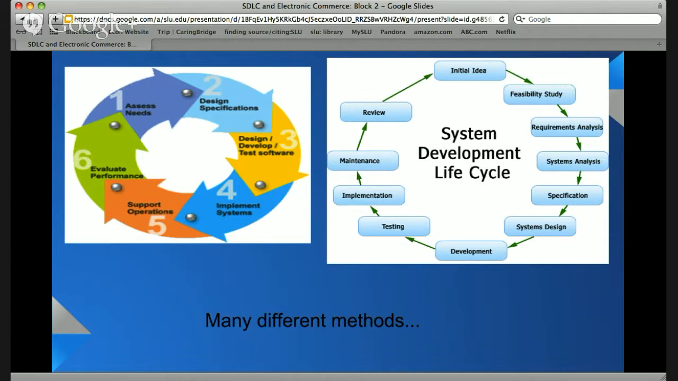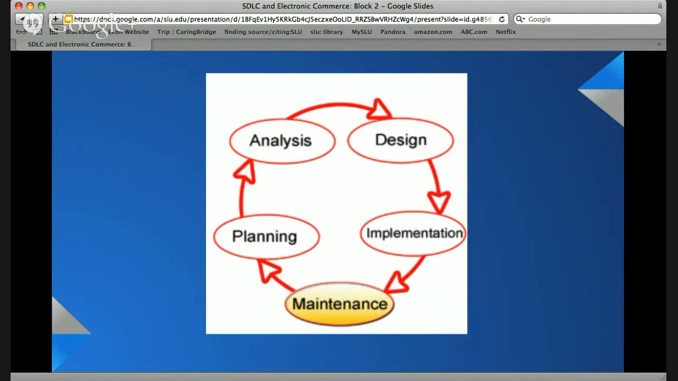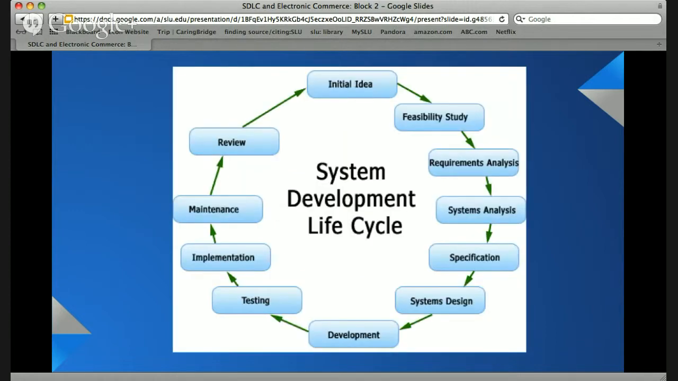There are many types of cycles. The most common is the waterfall method. Other types include examples above, or short examples like this, with just analysis, design, implementation, or longer ones like this, with initial idea, feasibility study, requirements analysis, systems analysis, specification, systems design, development, testing, implementation, and review.